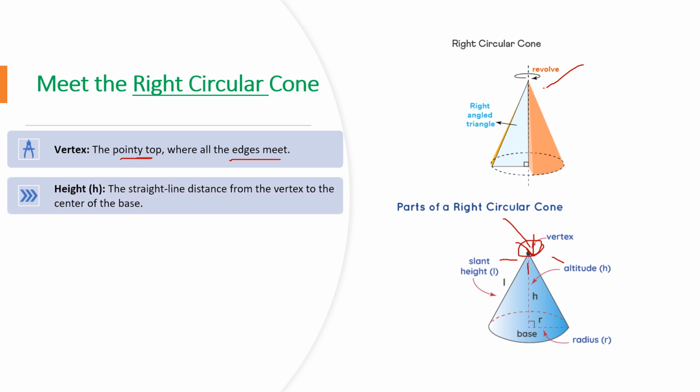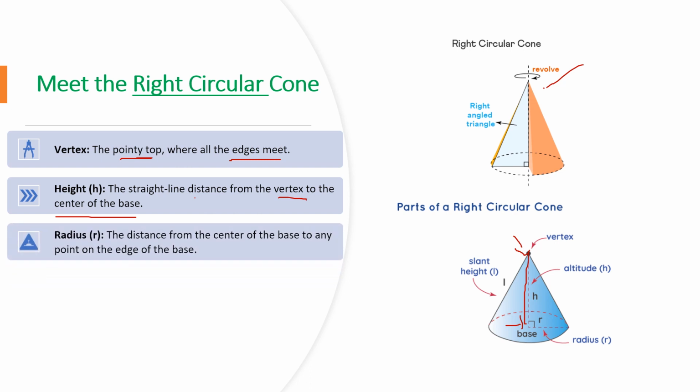The height, h. What is height h? A straight line distance from the vertex to the center of the base. See this? This is the vertex, and this is the center of the base. You draw a straight line from the vertex to the center of the base. This distance is called height.